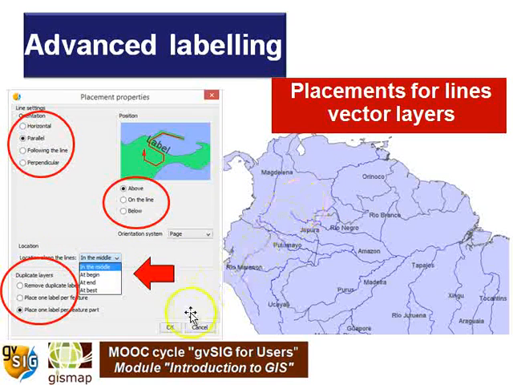The same goes for lines, and you can locate labels also in the middle, at the beginning, and at the end of lines, and I can put the label above the line or below. So you see, I have all the customization parameters to place labels in the best possible way.